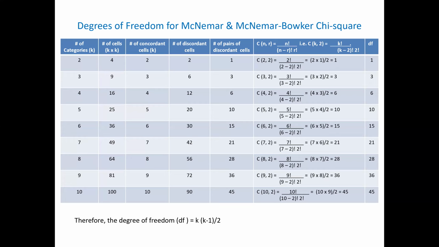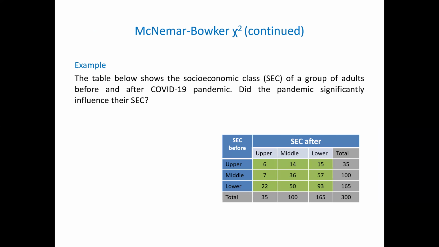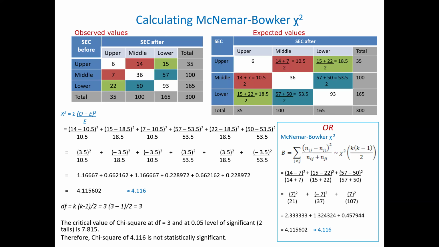R is 2. So n factorial over (n minus r) factorial times r factorial gives you the number of pairs, so just leave it. The degrees of freedom, we have already said, is K into K minus 1 over 2. I also calculated the number of degrees of freedom for each of those numbers of categories here. This is just a rough guide so that people get to know. But at the end of the day, if you use your computer, it will just run for you. Now, let's proceed.